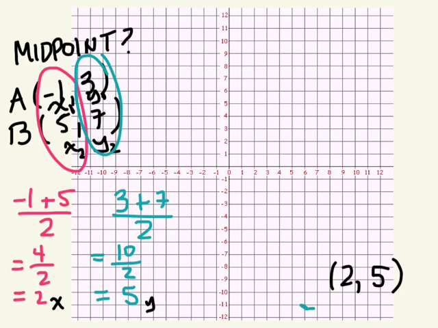Let's graph it and see if it works. So A is at -1, 3. B is at 5, 7. Connect the dots. The midpoint should be located at 2, 5. Here's 2 and 5. Halfway. Is that right? It works.